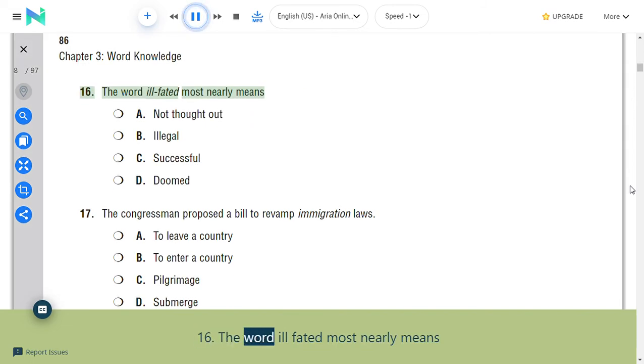16. The word ill-fated most nearly means. A. Not thought out. B. Illegal. C. Successful. D. Doomed.